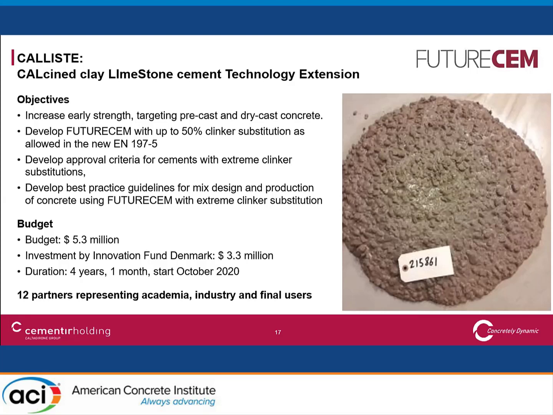And the perspective is really that by 2030, it is the aim to have FUTURECEM calcined clay-limestone cement as the main cement in Denmark, and hopefully a large production of this will be with the high clinker substitution. So I suppose this was what I had to say. I would like to thank you very much for listening to me, and I hope you find this useful.